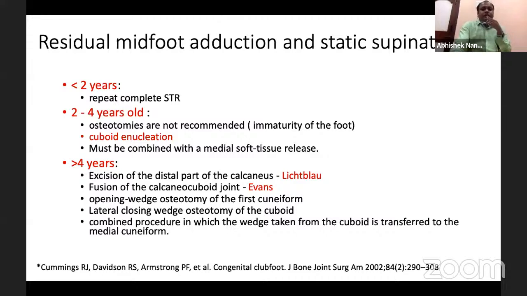Residual midfoot abduction and static supination is generally what is also known as a bean-shaped foot. If it is less than 2 years, we'll again repeat the subtalar release, the complete soft tissue release. If it is between 2 to 4 years, generally osteotomies are not recommended. If we have to do it, we can do a cuboid enucleation, but it has to be done along with the medial soft tissue release. Above 4 years, excision of the distal part of the calcaneum can be done, which is known as Lichtblau. Calcaneocuboid fusion is Evans, and opening.